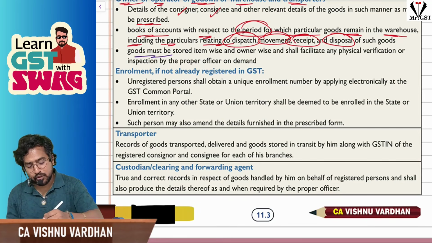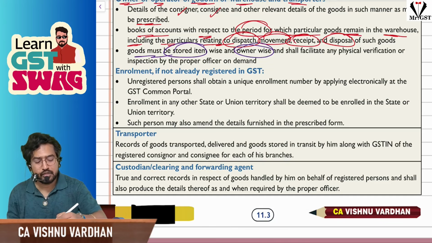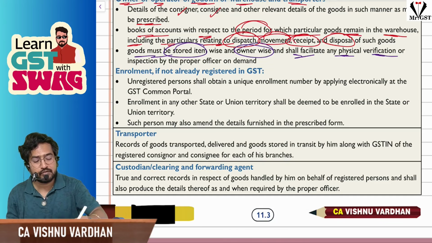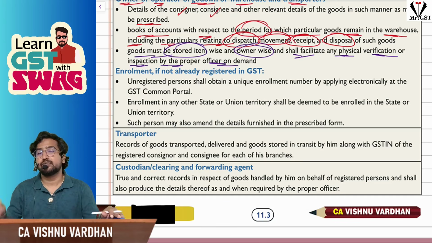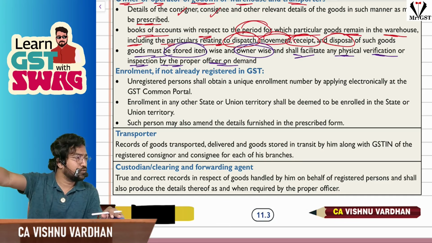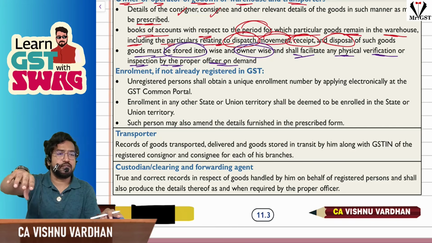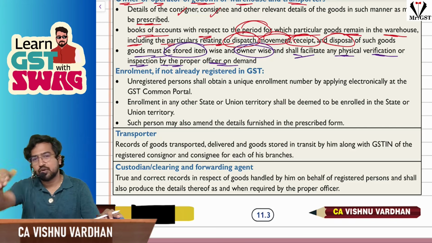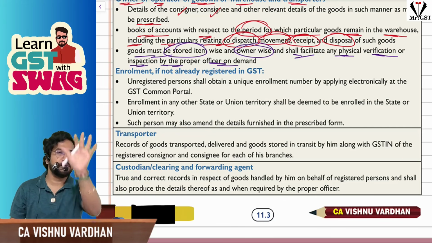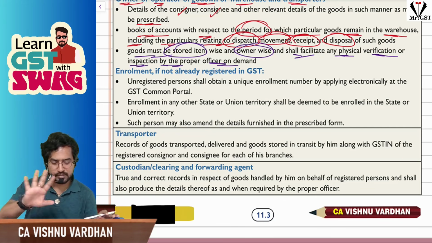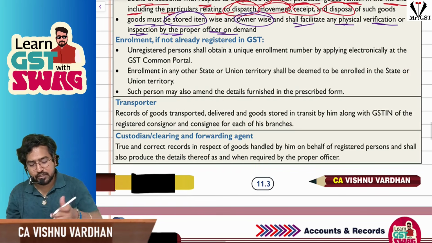Goods must be stored item wise and owner wise to facilitate any physical verification or inspection by the proper officer on demand. That means they are asking you to maintain the goods properly, item wise, supplier wise, not for the neatness of the godown or warehouse. Whenever we want to come and verify, at that time it should be proper for our convenience. Okay, see, look at that. Next, what is next one, ma?